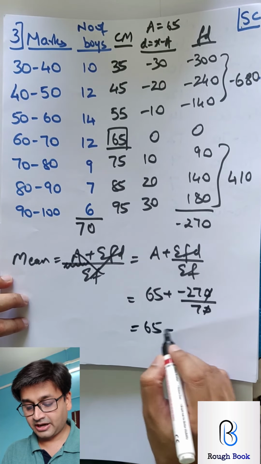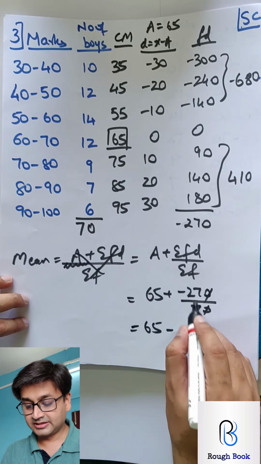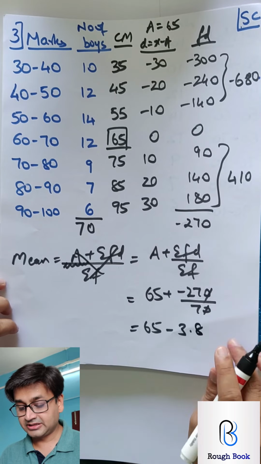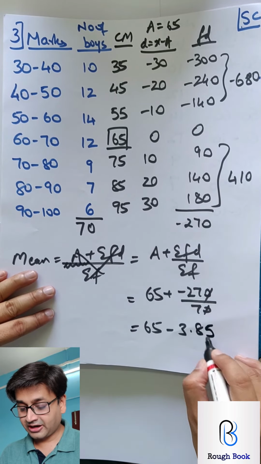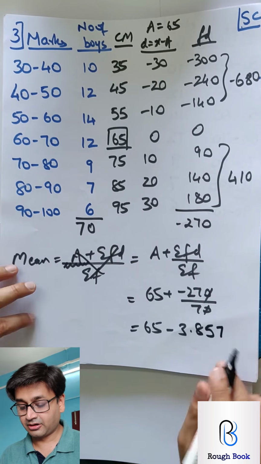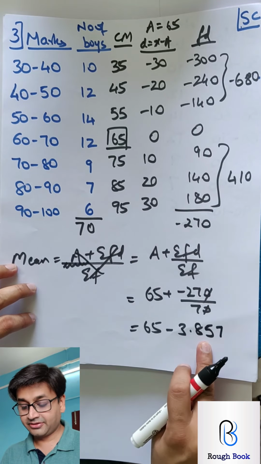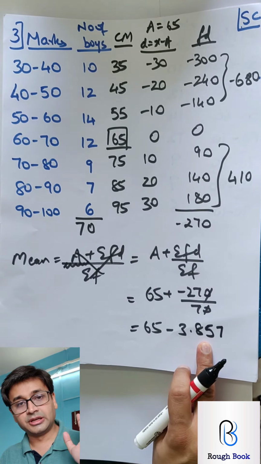So 65 minus. Let's divide. 7 3s are 21, decimal. So 21, that means 660. 7 8s are 56, 440. 7 5s are 35, 550, so 7. Go to 3 decimal places and then convert to 2. Always go to 3 at least.